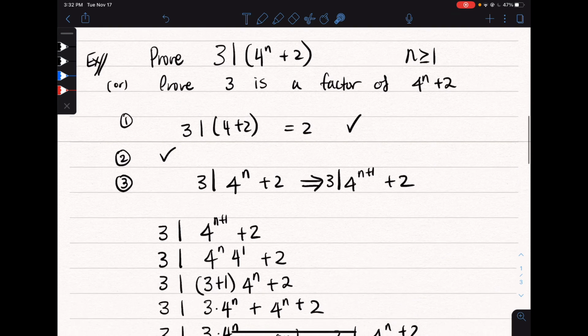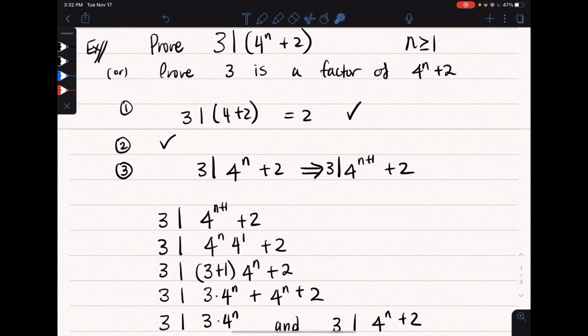The next question is a little bit longer. Prove that 3 is divisible into 4n plus 2. So this can also be written as prove 3 is a factor of 4n plus 2 for any n greater than or equal to 1. I just wrote it in this way because it's a little bit easier for me. This means that you can divide the number on the right-hand side perfectly. In the first step, we'll see that if you put n equals 1, you'll get 6 here, and 3 divides into 6 perfectly twice.